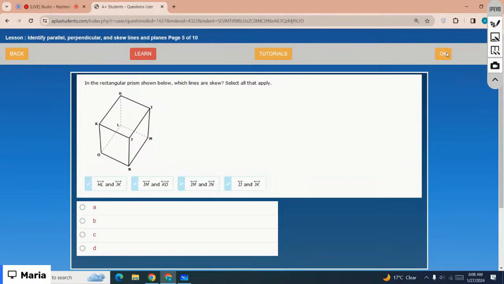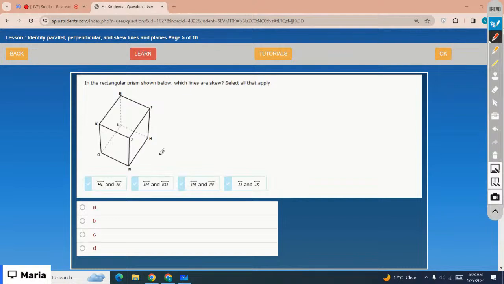In the rectangular prism shown below, which lines are skew? Which is the correct option? HL and JK. Here is HL and JK. HL and JK are skew, right? They are not parallel. Also, they do not intersect.